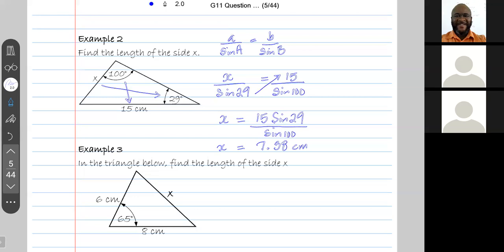Ladies, gentlemen, the sine rule and the cosine rule are used to solve a non-right angle triangle. Using the sine rule or the cosine rule depends on the condition. If you have two sides and a non-inclusive angle, that is a condition for applying the sine rule. If you have two angles on one side, that is a condition for applying the sine rule. Sine rule and cosine rule only apply to a non-right angle triangle.